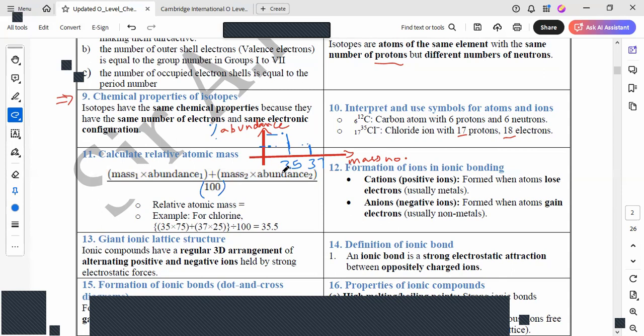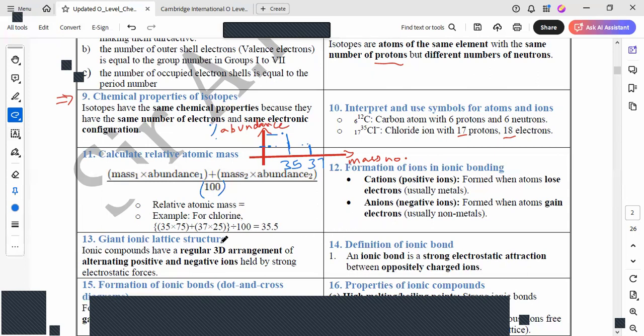Next is formation of ions in ionic bonding. In ionic bonding, there are positive ions and negative ions. Positive ions are also known as cations. Negative ions are also known as anions. Positive ions are formed when atoms lose electrons, as ionic bonding is transfer of electrons. When atoms gain electrons, they form negative ions.